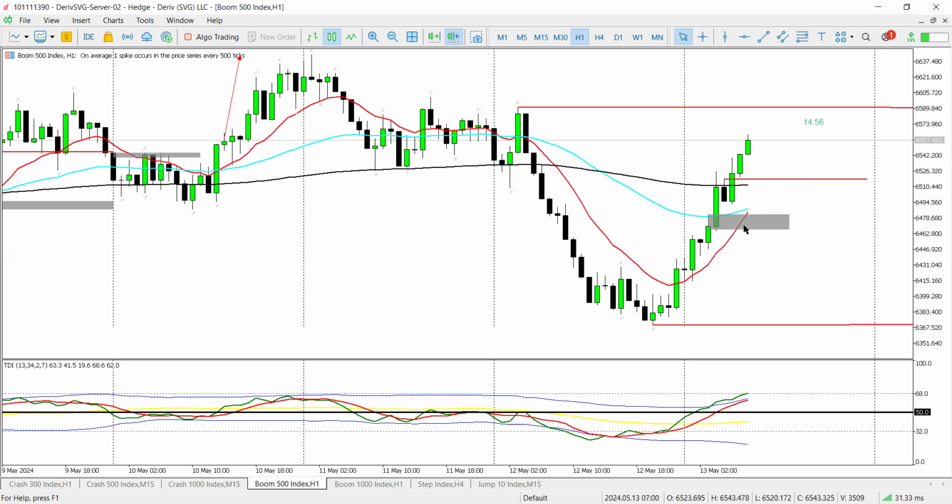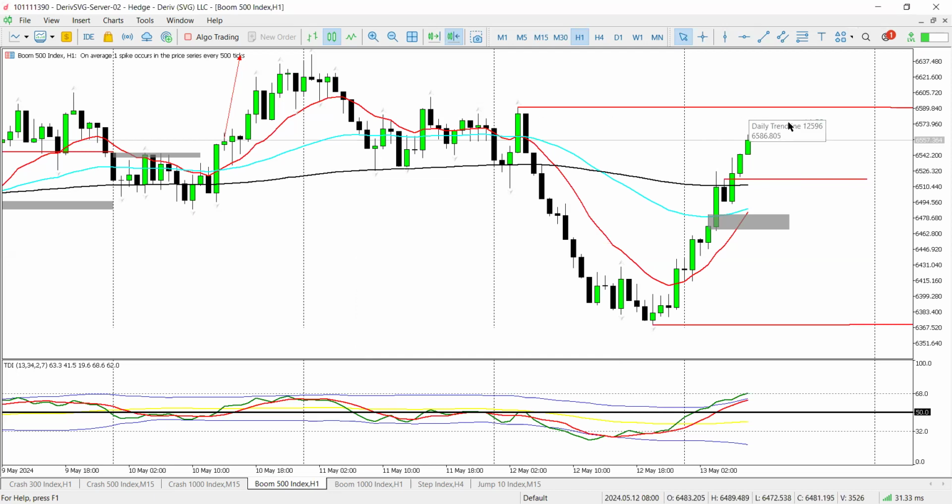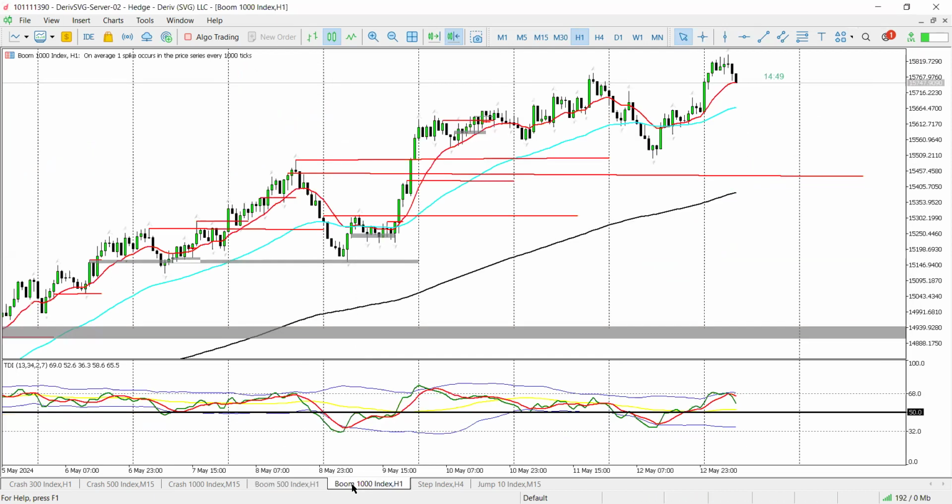Worst case scenario will be price coming to this gray zone, which I just marked from the M15. But otherwise, that's it for me from B5. Then B1, I can see we're left with only 4 minutes, so I'm going to rush through this one.